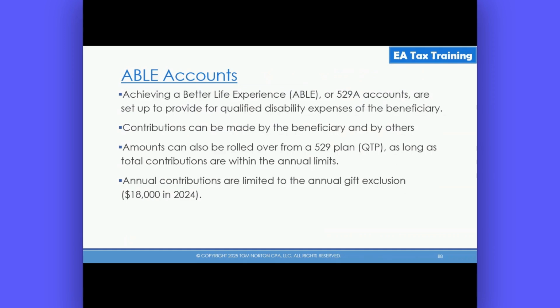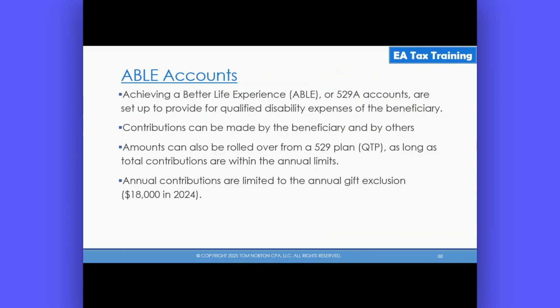ABLE account. So this is Achieving a Better Life Experience account, also a 529A account. These are set up to provide for the qualified disability expenses of the beneficiary. The contributions can be made by the beneficiary themselves and by others. Amounts can also be rolled over from a 529 plan as long as the total contributions are within the annual limits.